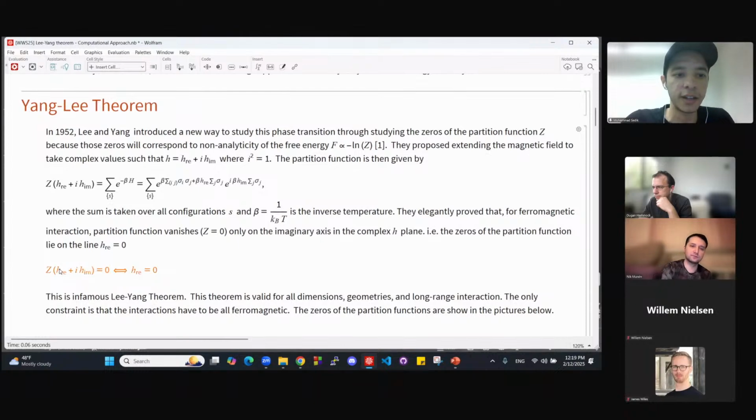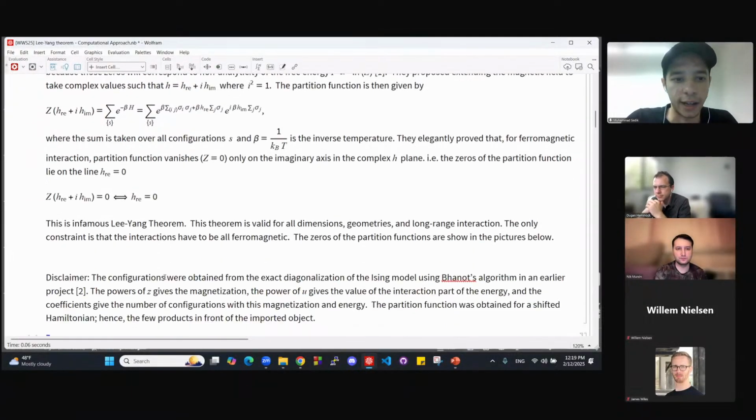So the Yang-Lee theorem, as we know it, is just saying that z equals 0 if and only if the real part is 0. That's basically the Yang-Lee theorem in very confined language.